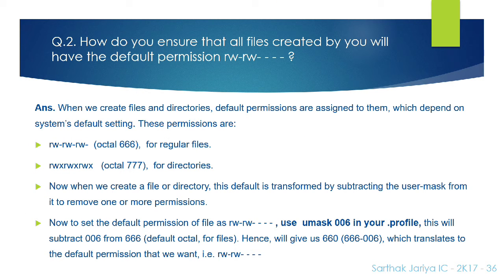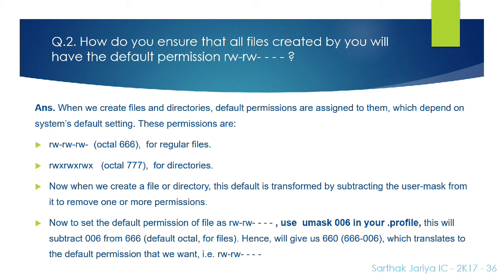How do you ensure that all files created by you will have the default permission rw-rw---, which is also the alphabetical representation of the octal permission 660? When we create files and directories, default permissions are assigned to them, which depend on the system's default settings. For example, the default permission for regular files is 666 and for directories is 777. Now, when we create a file or directory, this default is transformed by subtracting the user mask from it to remove one or more permissions.